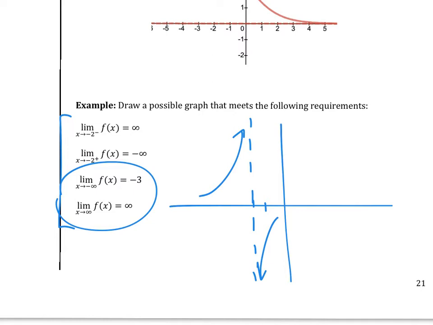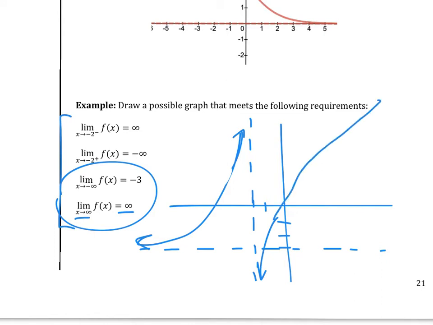Let's try it. When x is going to negative infinity, y is going to negative 3. So when x is going to the left, y is going to go down to negative 3. So we have a horizontal asymptote at negative 3, like so. And then when x is going to infinity, y is going to infinity. That means it doesn't have a horizontal asymptote. It just keeps going up. So this is how the graph would look.